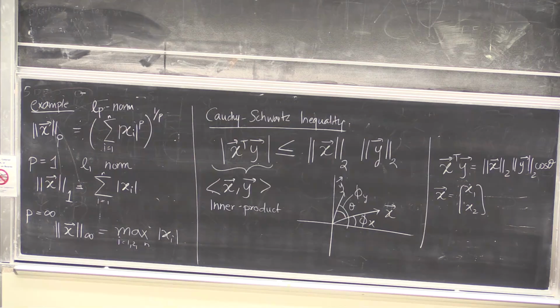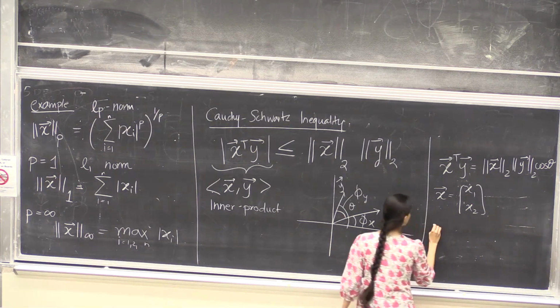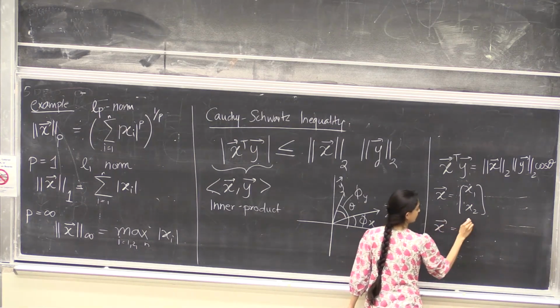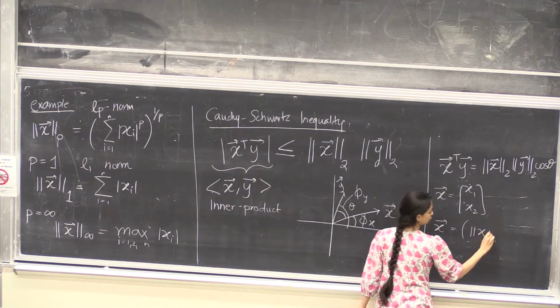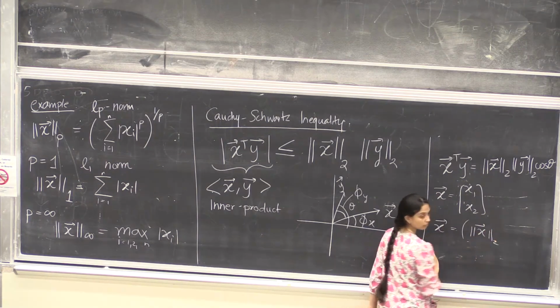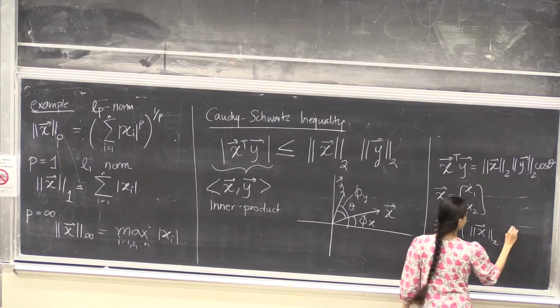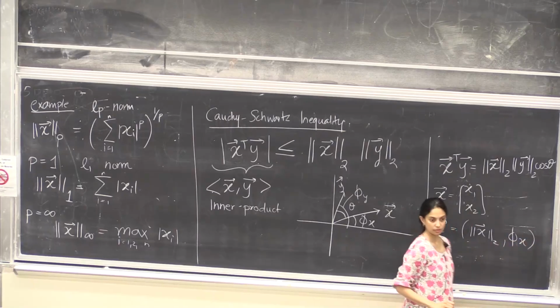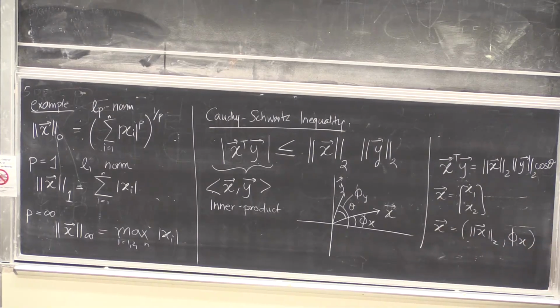So in polar coordinates, you would write x as r, which is now the 2 norm, comma, phi x, right? Is it r comma theta?